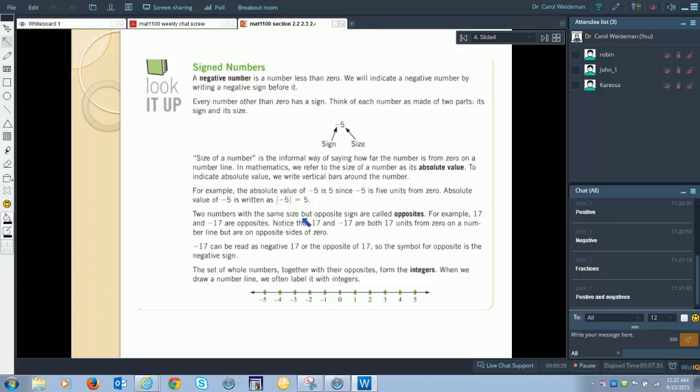The numbers with the same size but opposite signs are called opposites, and if we add opposites together, we get 0. So the opposite of -5 would be 5, and the opposite of 17 would be -17. The set of whole numbers together with their opposites form a set called the integers. If you remember on that slide before, we talked about counting numbers, which start at 1. The whole numbers start at 0. And the integers are all of the positive and negative numbers. Integers. Okay, just the whole numbers, so positive and negative.